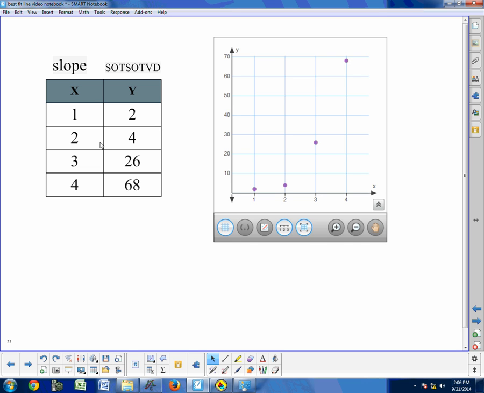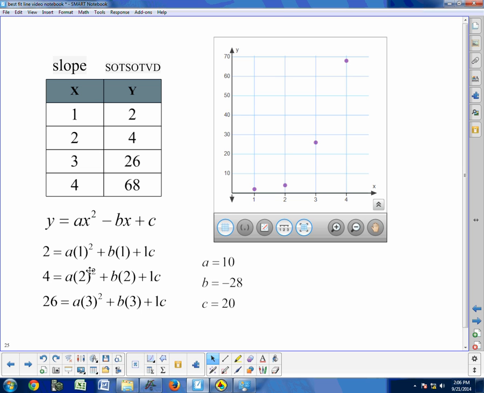Remember that once we have that data, the slope versus sum of the squares of the vertical distances data will always form a perfect parabola, the y equals ax squared plus bx plus c type of parabola. We can solve for the equation of the parabola by plugging 1 in for the x and 2 in for the y, plugging 2 in for the x and 4 in for the y, plugging 3 in for the x and 26 in for the y. And we get a system of equations which we can solve for a and b and c.